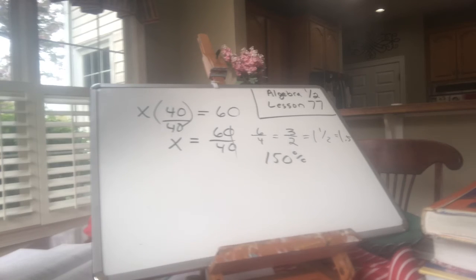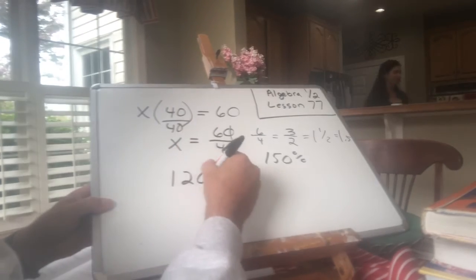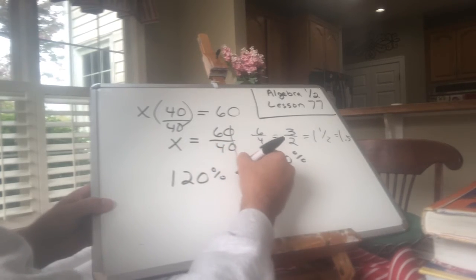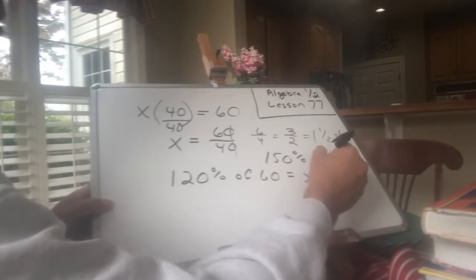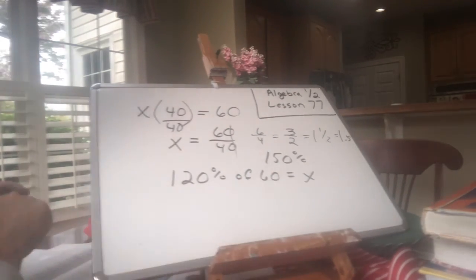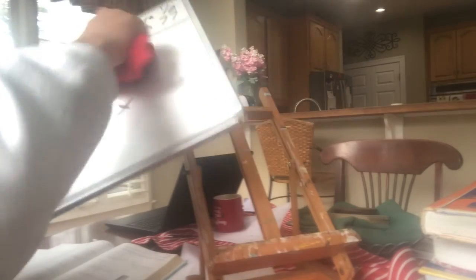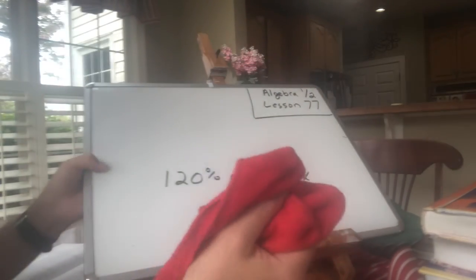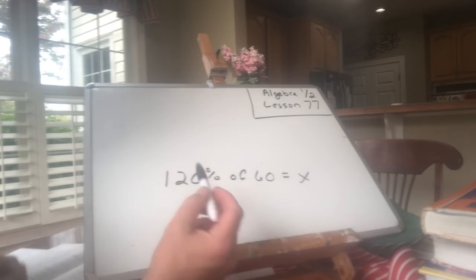120% times 60, right? 120% of 60 equals what I'm trying to find out, right? So I'll erase that, make it easier to see. 120% of 60, and that's the biggest problem that you'll have with the word problems, is making sense of what they're saying.